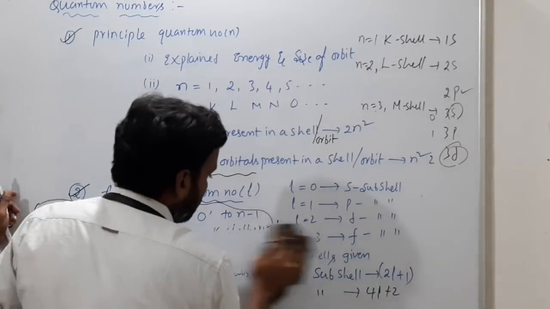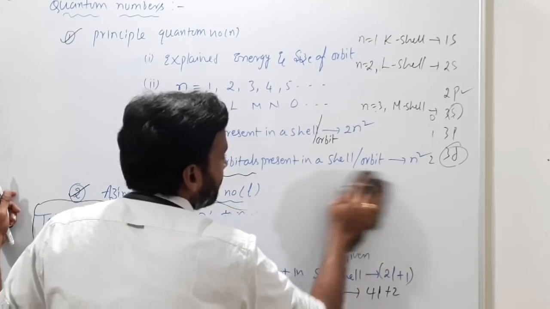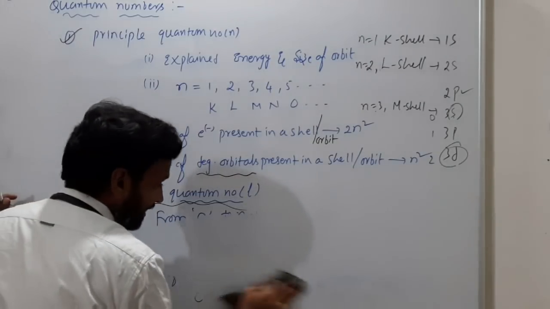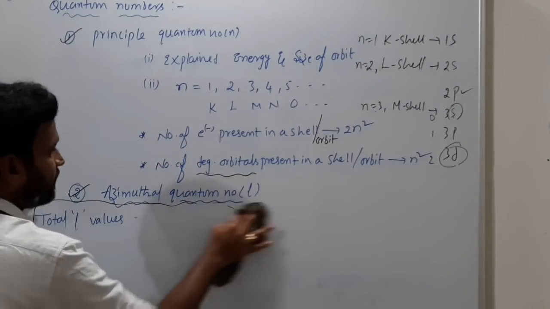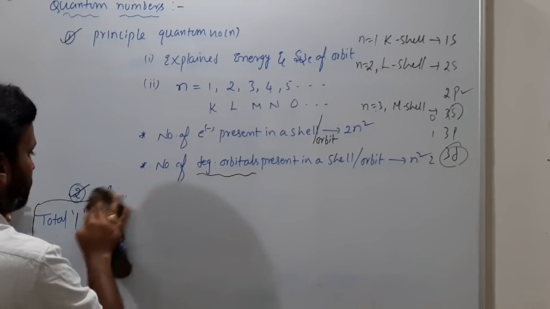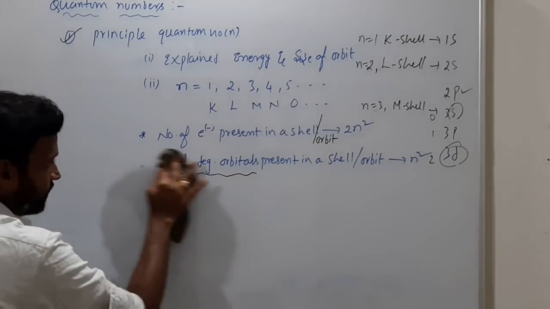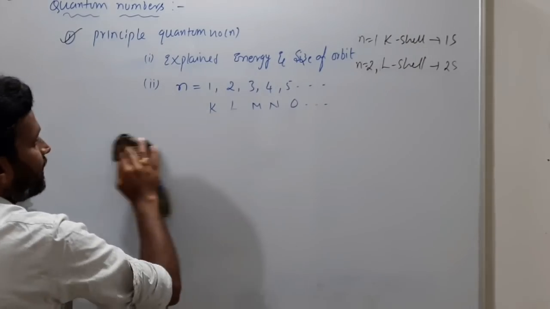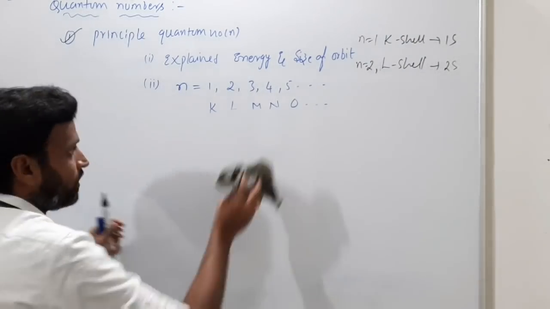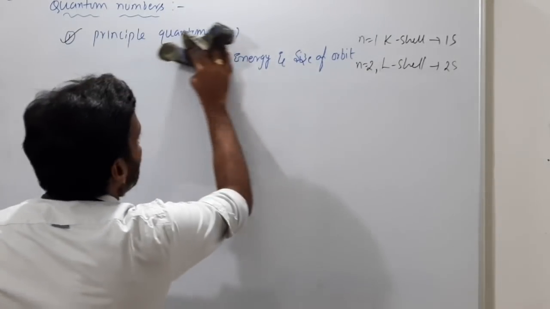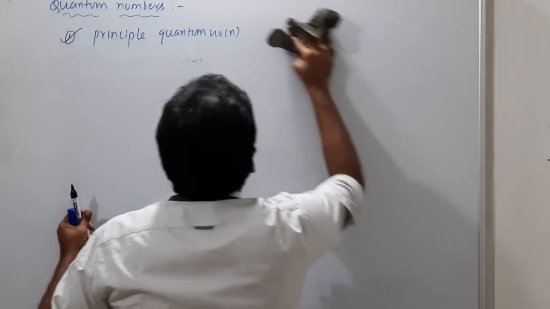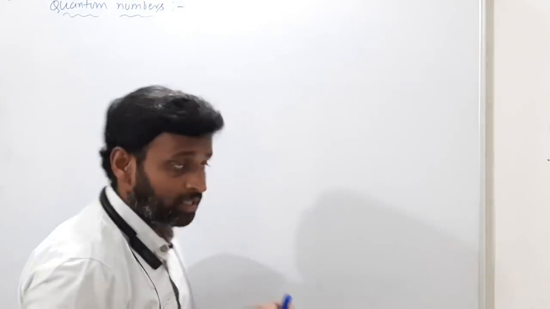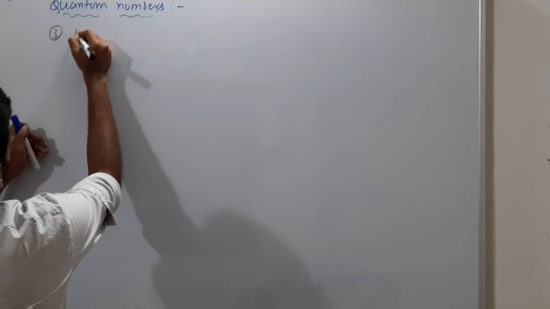Now I will start the third quantum number, that is the magnetic quantum number. Previously I explained two quantum numbers, and now I will explain the third one, the magnetic quantum number. What does the magnetic quantum number explain? Listen everyone, the magnetic quantum number explains the orientation of an orbital, meaning in what direction that particular orbital is present, we can understand.